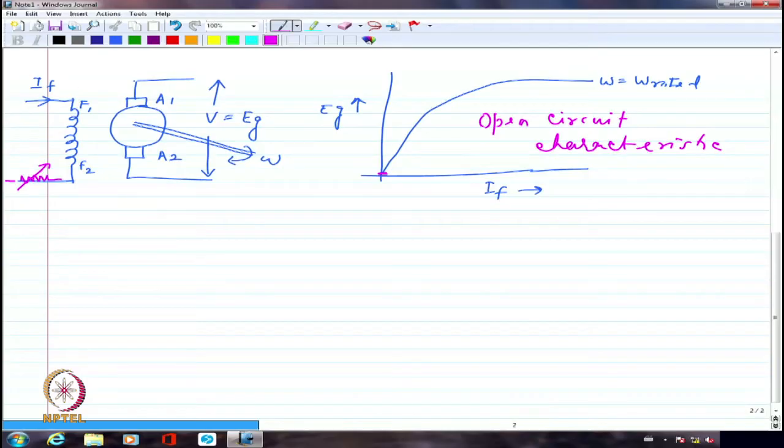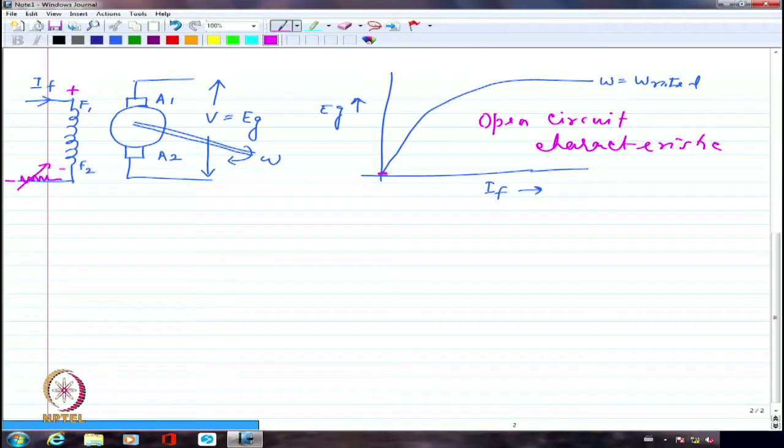So generally the field coils will also be specified with where the plus should be connected and where the minus should be connected and so on. It will generally specify the terminal as well. When you purchase a DC machine, it will tell you in what direction the current should flow in the field coil. Okay. So much for open circuit characteristics.